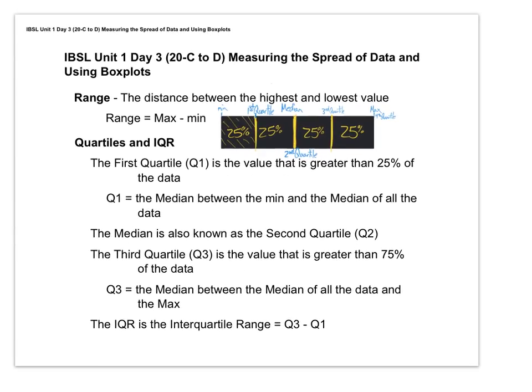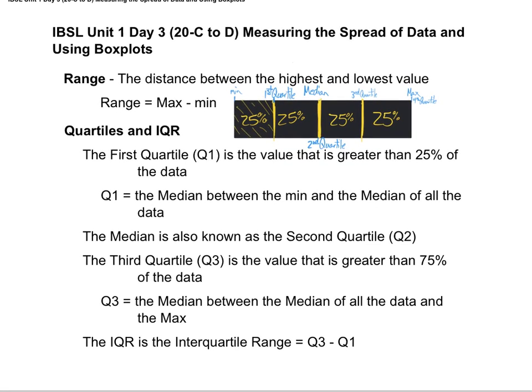Okay? The first quartile is the value that is greater than 25% of the data. Okay? The median is the value that is greater than 50% of the data. Think of it in terms of a concept rather than an actual score. It's the value that's greater than 50% of our data.